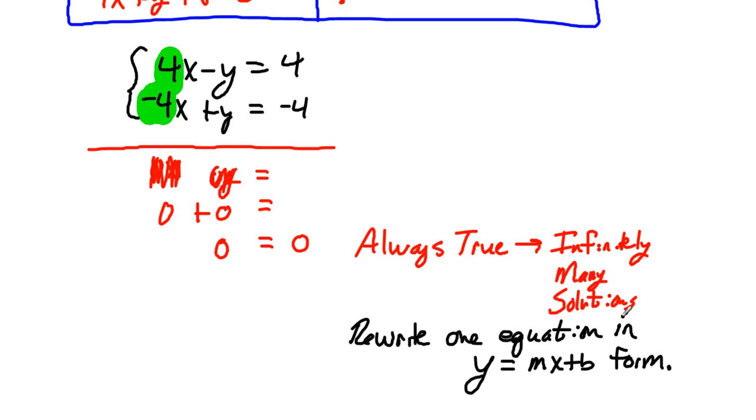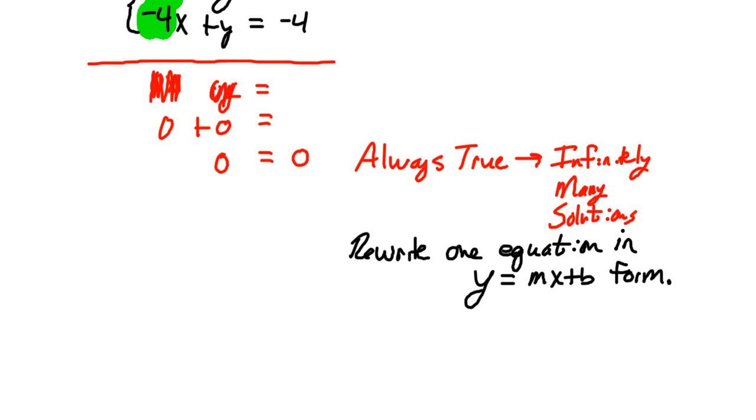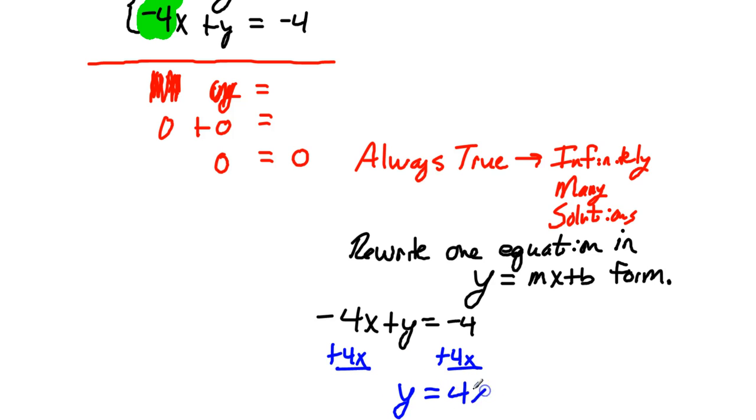Okay, so I would say if you're going to rewrite one of these, this one's already got a positive y. Let's work with that one. So let's take the negative 4x plus y and rewrite that one. From here, let's just add the 4x to both sides. So y would equal 4x minus 4. And that would be the part they would want you to go back and put in the box on the answer once you've clicked on the always true part of it that's there.